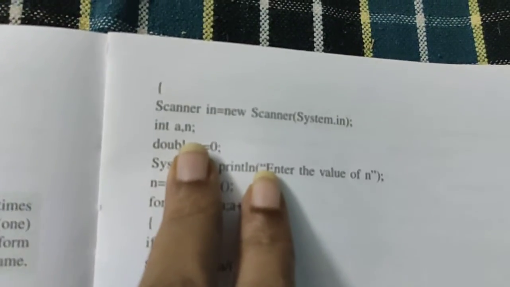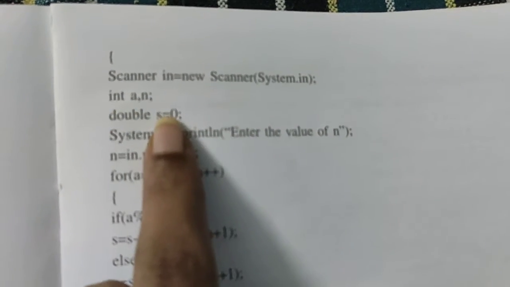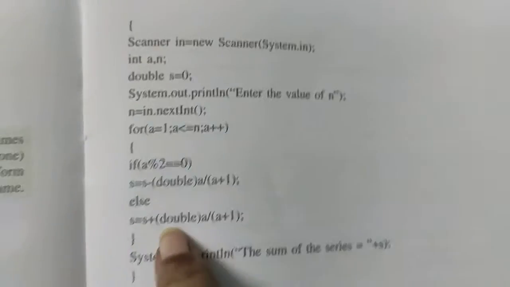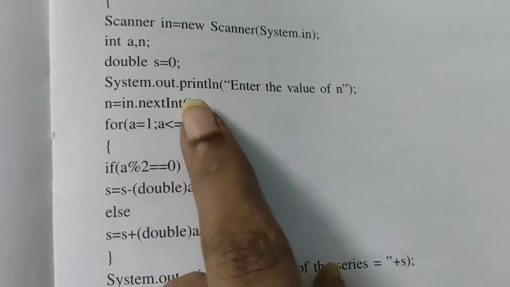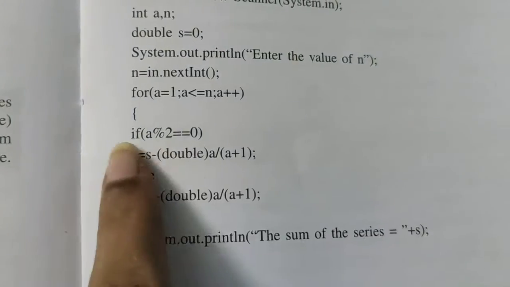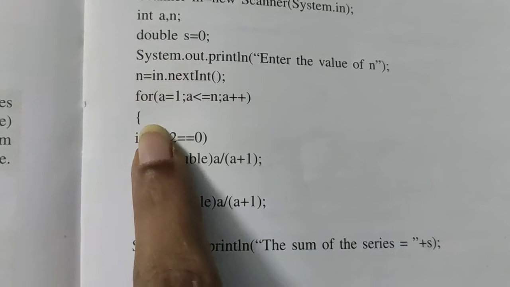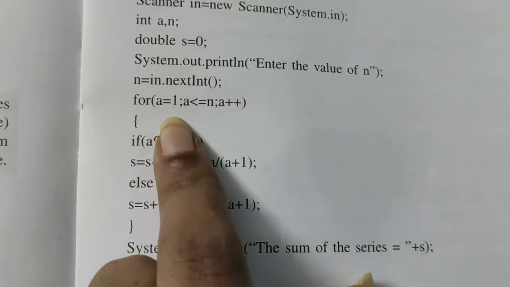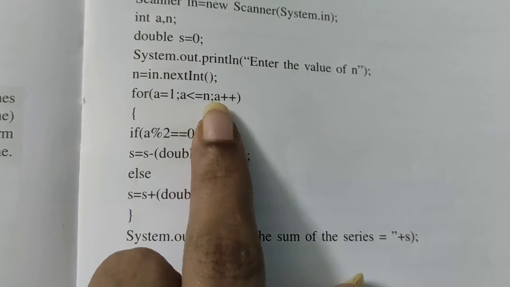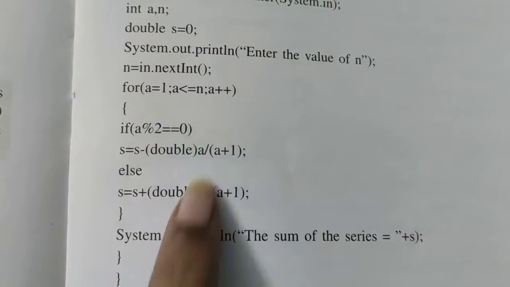They have used the Scanner class to get the input and they have initialized a comma n, then double s is equal to 0. This is to sum up, and they have asked to enter the value of n. Value of n is the number of terms in the series we have to print, and they have got the input in n. For that they have initialized a is equal to 1, a less than or equal to n, because of the number of terms, a plus plus. Till that we have to sum it up. That's why they have given it here.